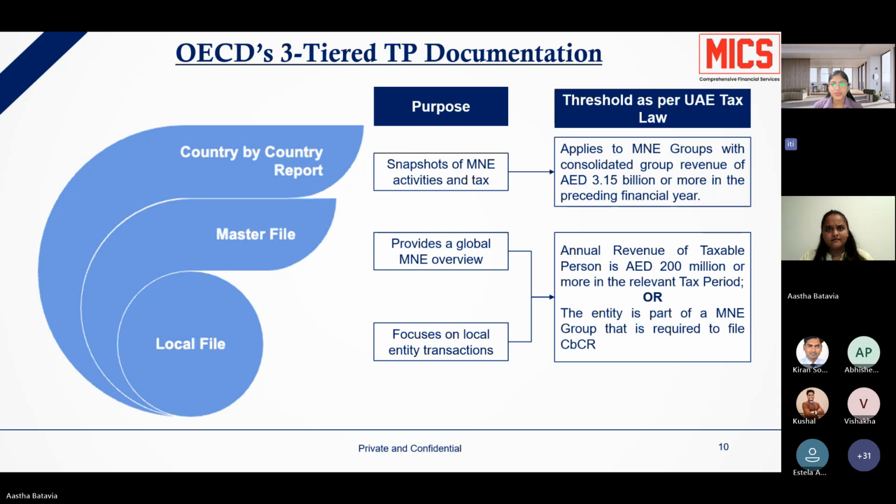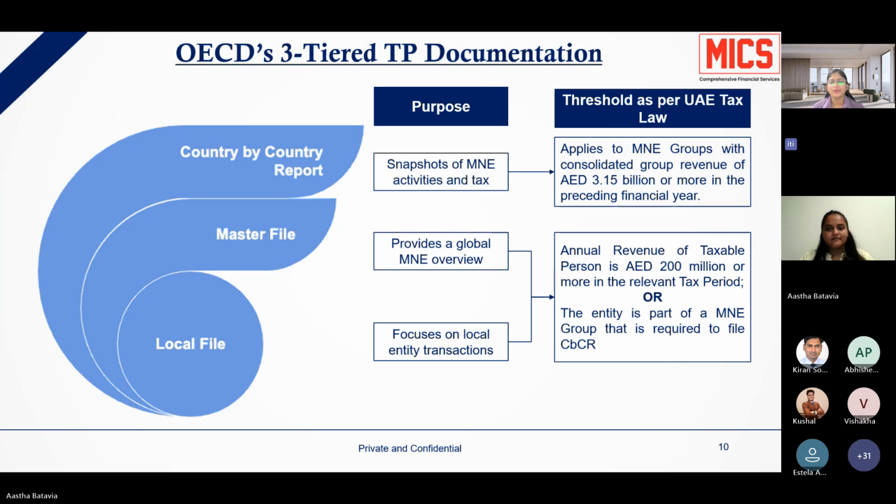In this solution, they provided three layers, which are CBCR, master file, and local file. This three-layer documentation system was designed to increase transparency, prevent artificial avoidance of profit, and to increase the uniformity among different tax jurisdictions.